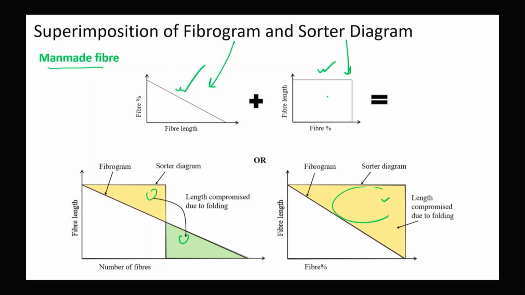Now let us do it in the reverse way. Here in this problem we can do that. If we have some data given, like effective length is given, maximum fiber length is given, dispersion percent is given, can we draw a typical diagram?